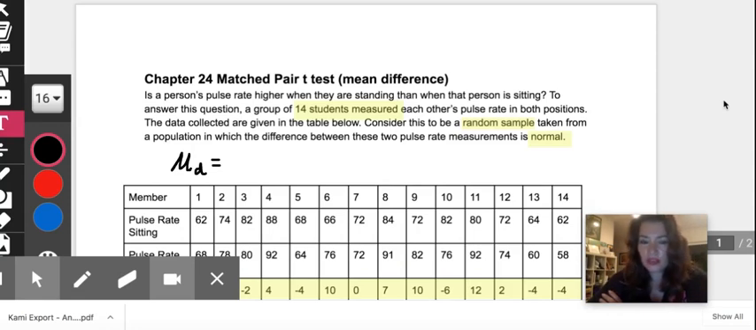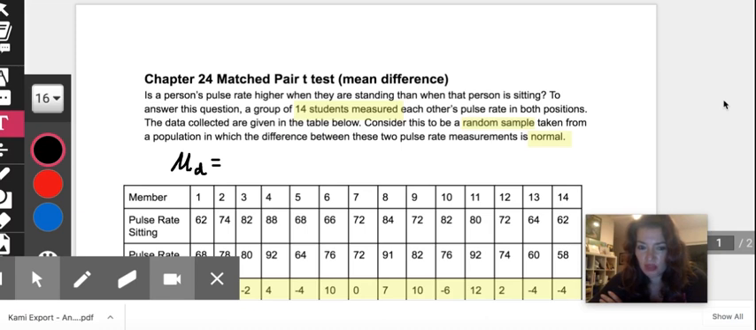It says, is a person's pulse rate higher when they are standing than when the person is sitting? To answer this question, a group of 14 students measured each other's pulse rate in both positions. The data collected are given in the table below. Consider this to be a random sample taken from a population in which the difference between these two pulse rate measurements is normal. I went ahead and highlighted the important things we're going to need when we're checking our conditions.